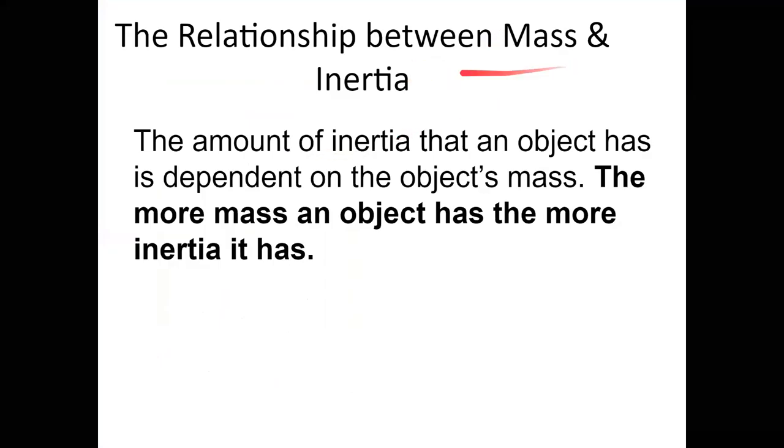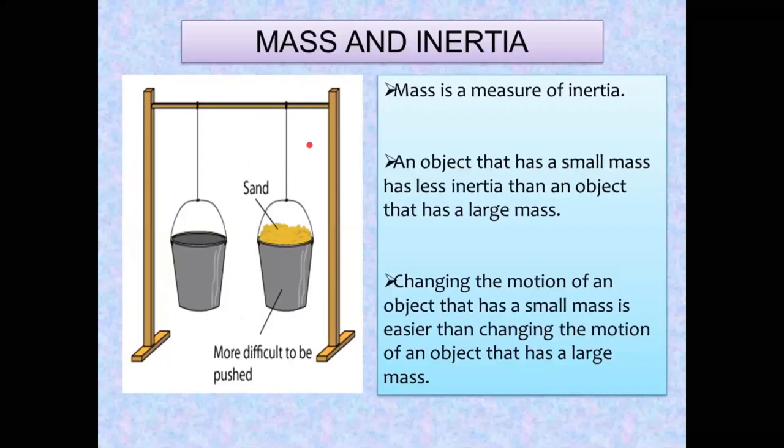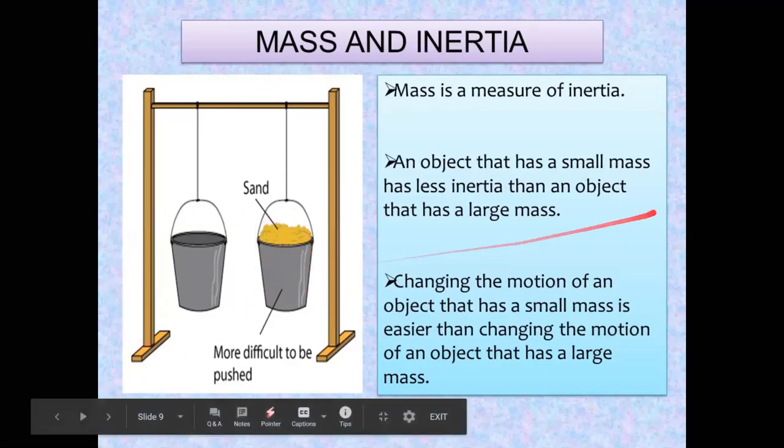So we talked about mass and inertia. More mass means more inertia, means harder to move. So if you have these two buckets right here, one of them is just an empty metal bucket, not too heavy. One of them is filled up on the inside with sand. So all of a sudden this guy is like two or three times heavier than the empty guy.